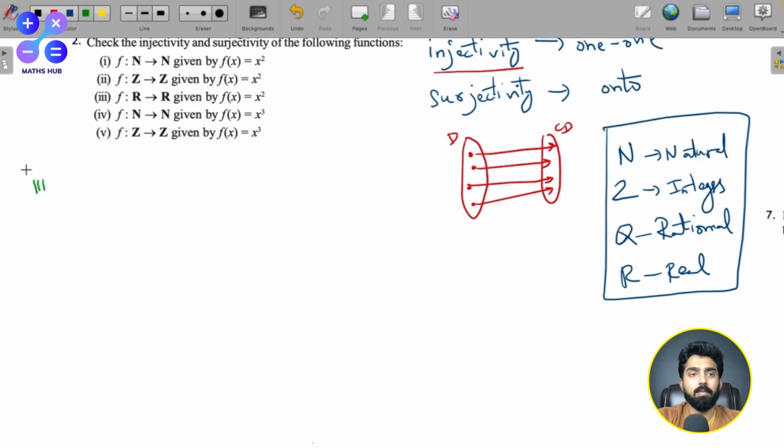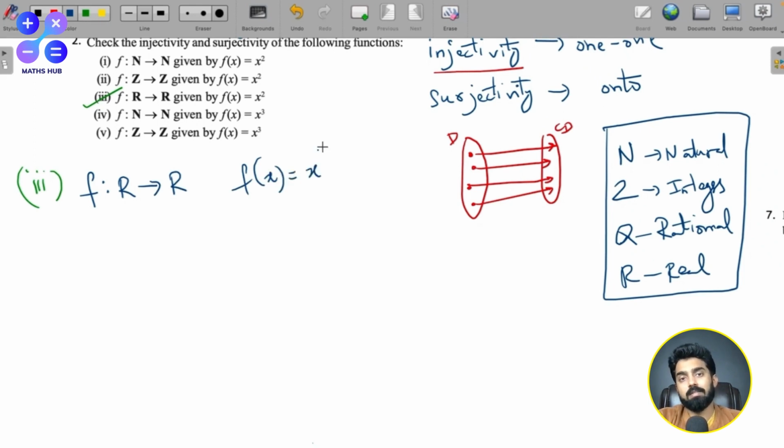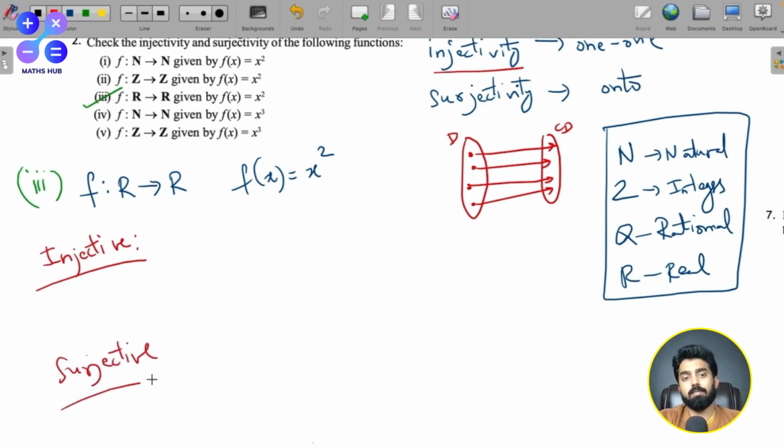Okay, let's look at the third question. Here we have a function defined from the set R to the set R, so all real numbers, given by f of x is x square. So this obviously is going to be both injective and surjective, right? It's clear from our previous two examples. So is it injective or surjective? Is it injective?